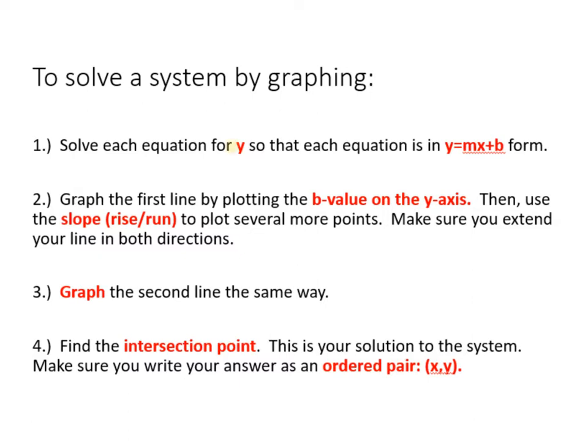First, you need to solve each equation for y so that each equation is in y equals mx plus b form. Then, graph the first line by plotting the b value on the y-axis, and then use the slope, rise over run, to plot several more points, making sure that you extend the line in both directions. Then, graph the second line the same way, and finally, find the intersection point. This is the solution to the system, and make sure to write your answer as an ordered pair, x, y.